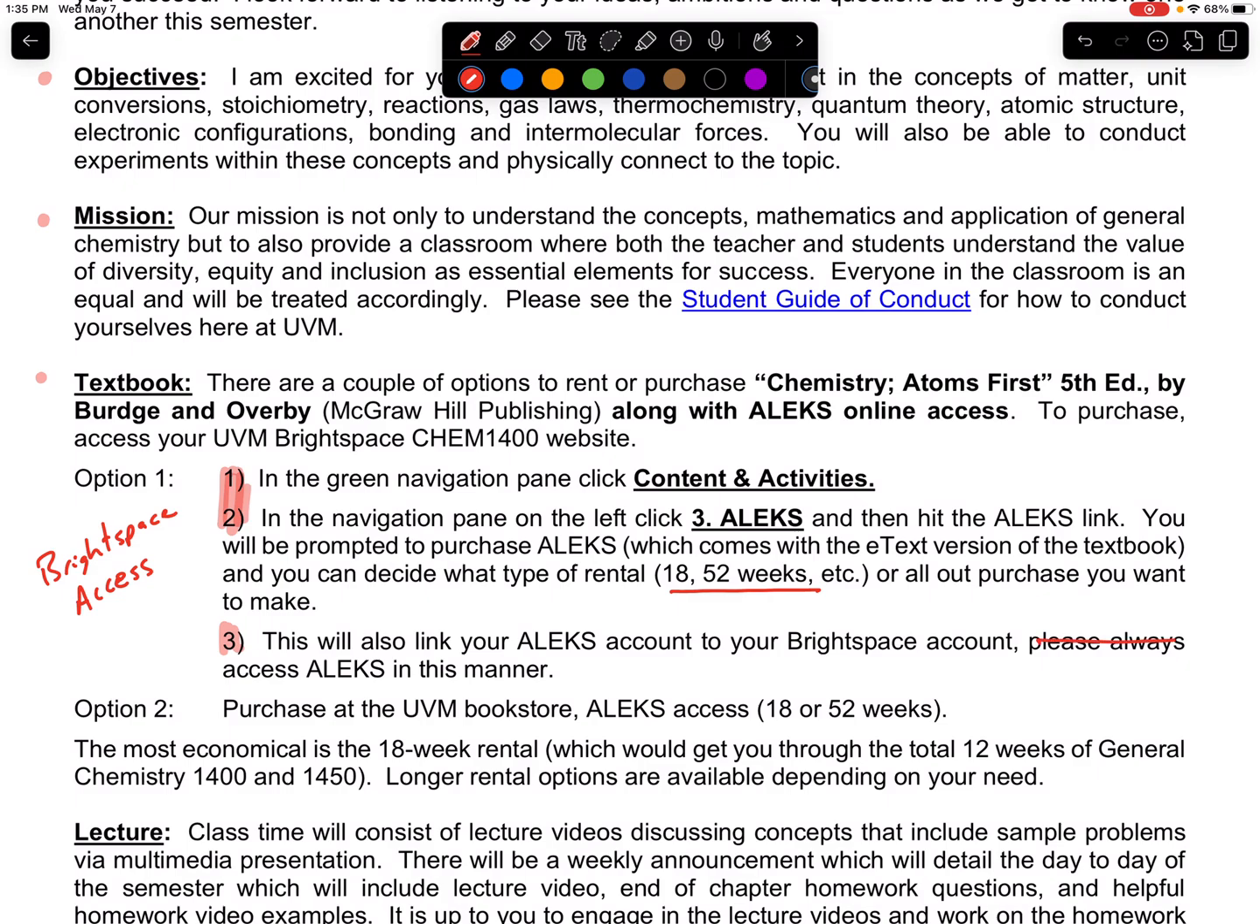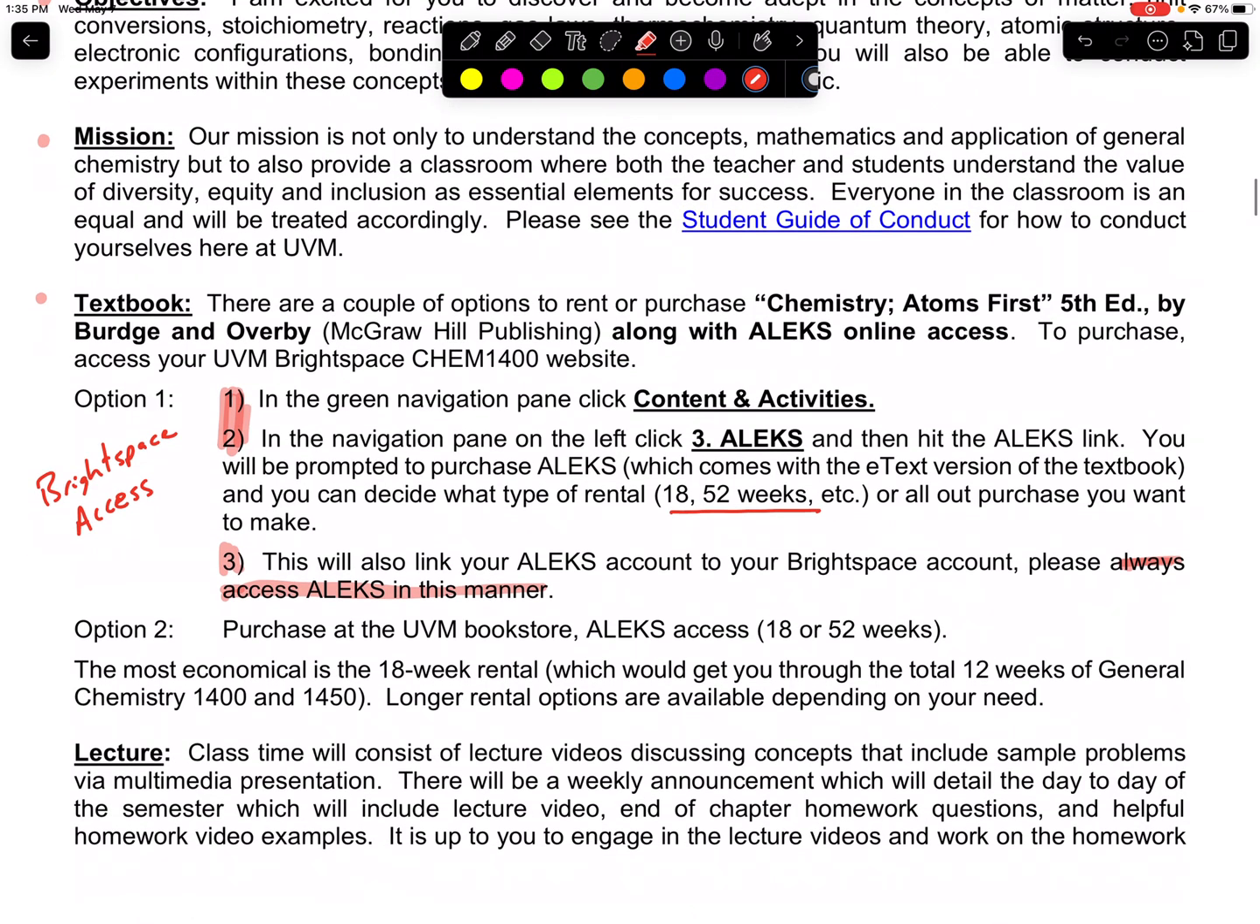Basically, always access it in this particular manner of going to Brightspace and then getting to Alex through that third folder, that third Alex folder. Option 2 is pretty much like option 1, except you're buying things at the bookstore. So that's up to you.